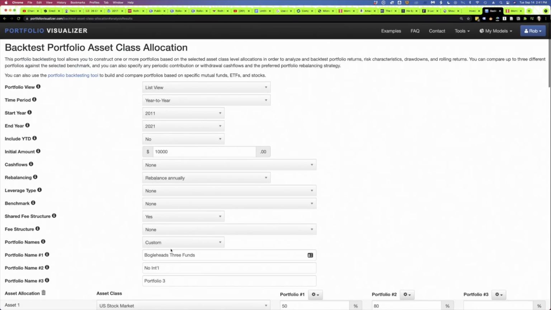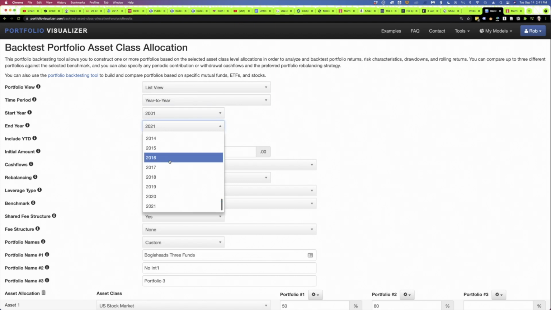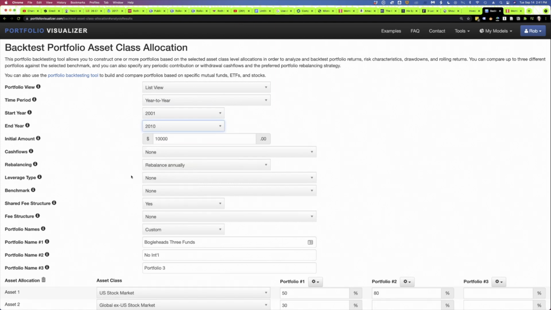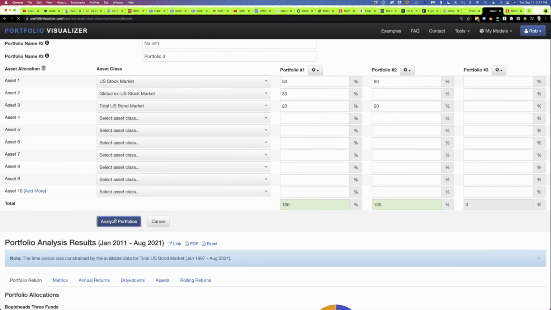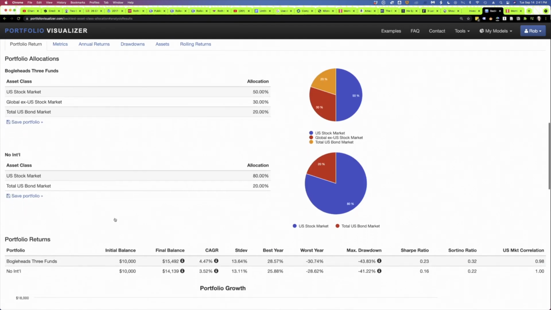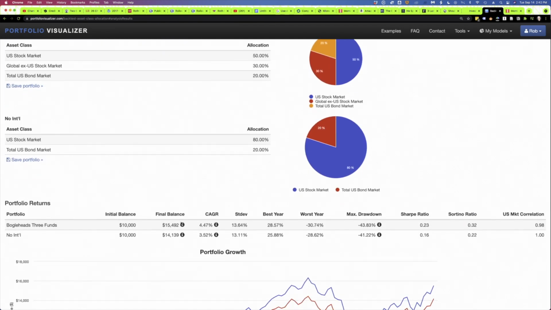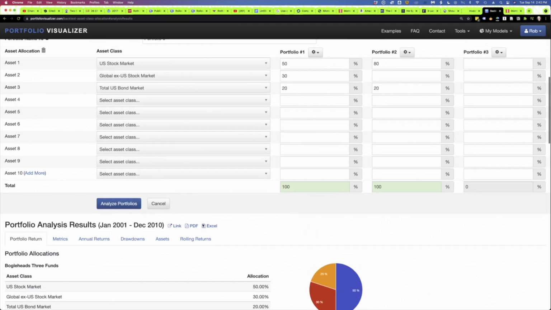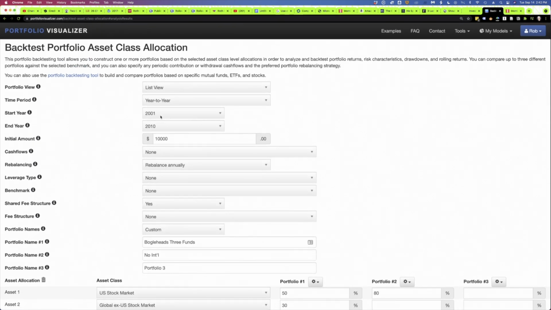And now, however, let's go back another decade. We'll go to 2001 to, we'll just say, 2010. And now we'll look at it again. Well, now there's a different story. Of course, in that period of time, we saw two significant bear markets, right? The tech bubble burst and then the Great Recession. So the compound annual growth rate wasn't great, but it's actually higher for the three-fund portfolio, the one that includes international stocks. All right, so that decade, international stocks helped.